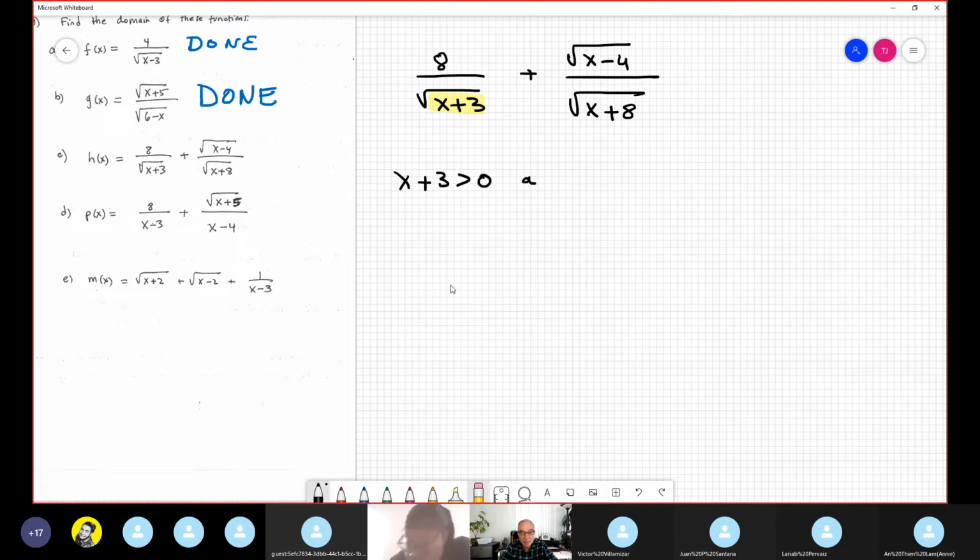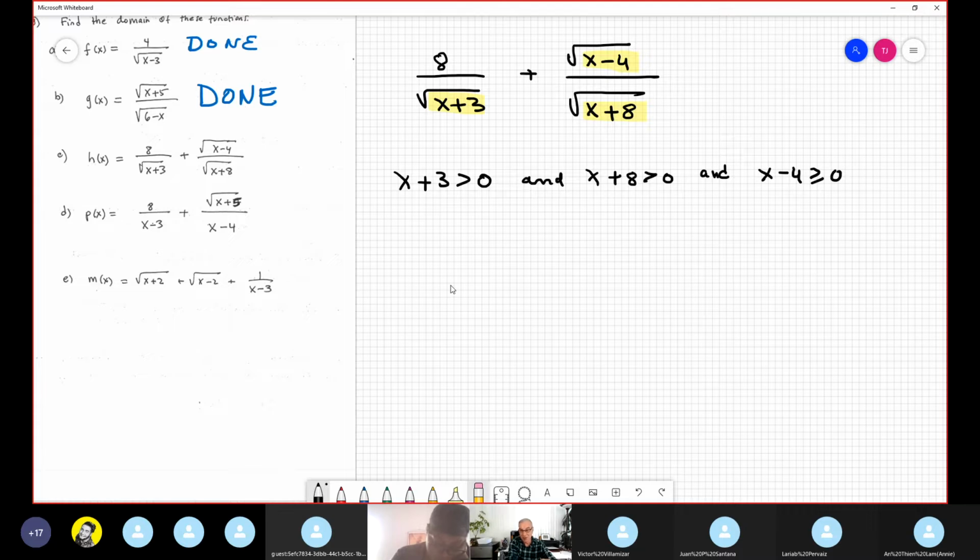And another restriction here: x plus a greater than 0. And another restriction is here. But this is different because it's in the top. It says x minus 4 greater than or equal to 0. Do you see that? Wow, amazing, easy. You recognize the restriction?